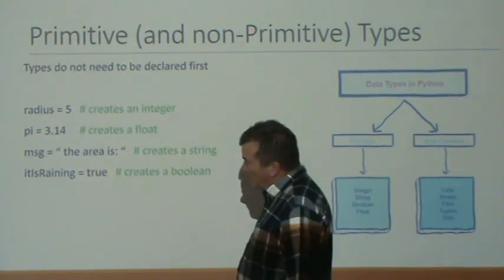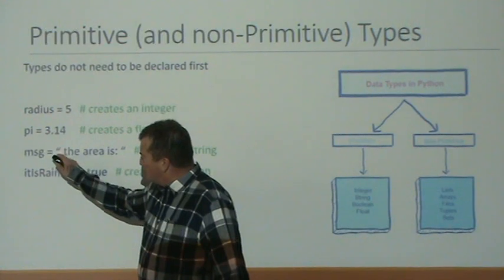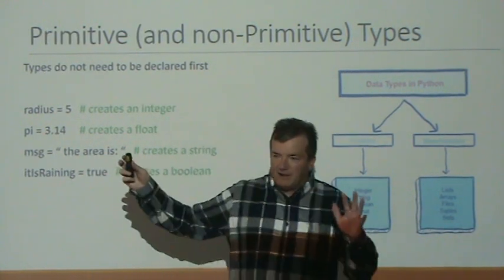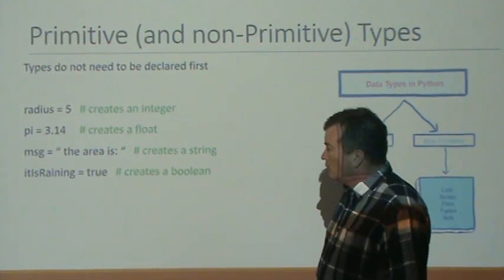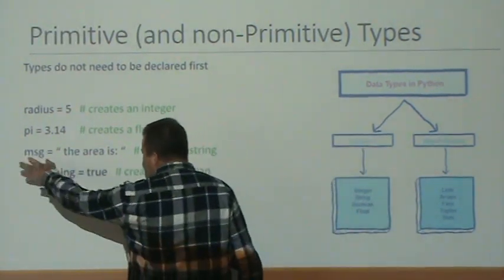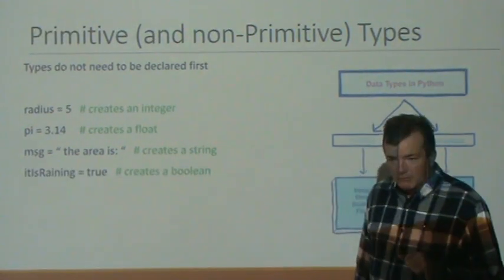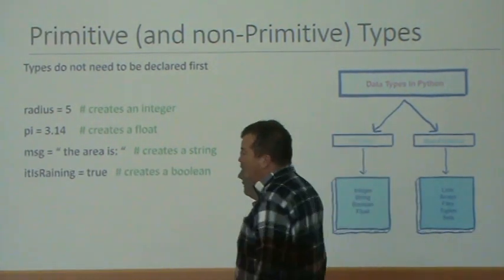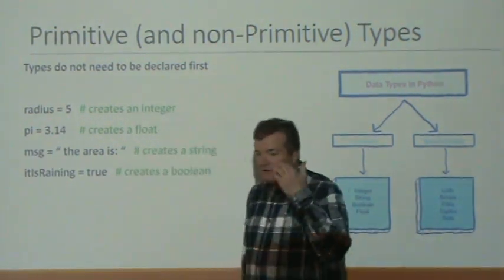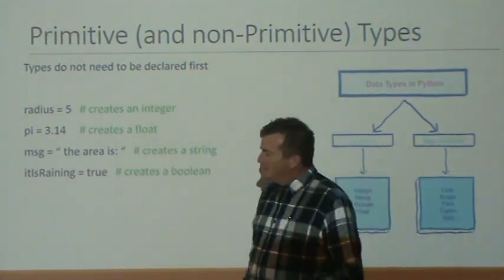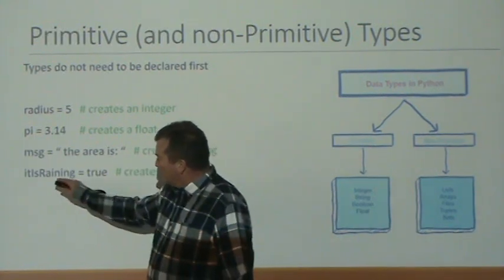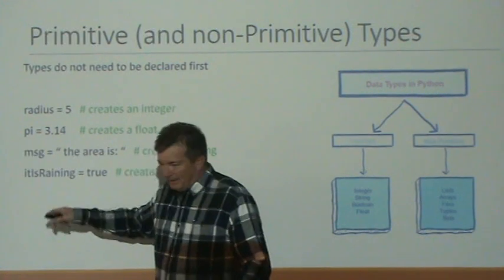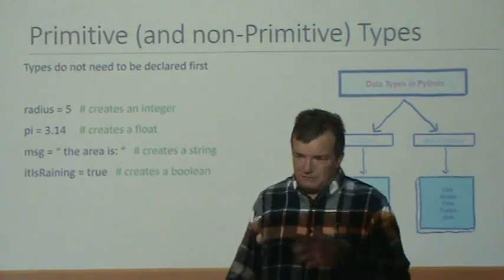You could say message equals double quote, "The area is:" double quote. That's a string of characters, so Python will automatically assume you're trying to make a variable that is of type string. You could say, it is raining. That statement is either true or false, right? Like today it's sunny. But it_is_raining equals True, you could assign that, and it'll make a variable called it_is_raining, and it'll make it a Boolean, because you assigned it to either true or false.